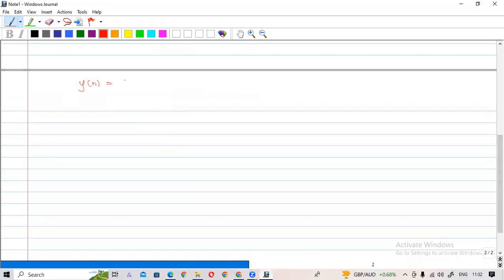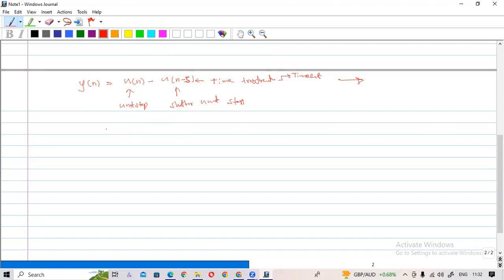y[n] is equal to u[n] minus u[n minus 5]. So this is the unit step signal, and this is a shifted unit step signal. It has a time transformation. Here the time is shifting. Here it is minus, so minus means the time is shifted in this direction. That is what you have to know.